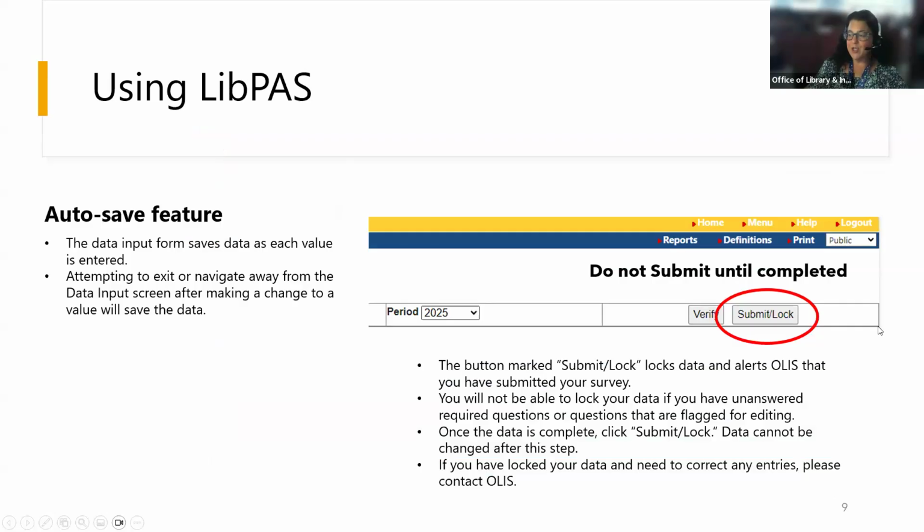LibPass has an auto save feature. So in a perfect world, last year there were some glitches with it, but it should automatically save as you enter data. There is a save button on the screen, but you really shouldn't have to use it. And again, when you're all done, you will hit the submit lock button, and that will alert OLIS that you have submitted your survey, and then it's ready to be reviewed. If you accidentally submit your survey, which locks you out, you can just contact us at OLIS, and we can unlock it for you.